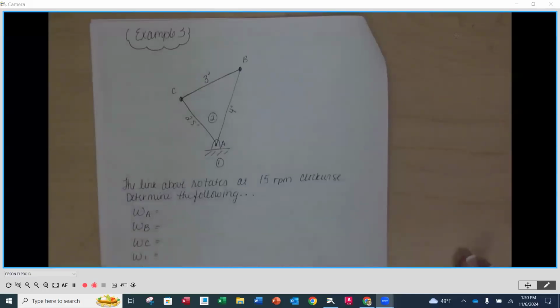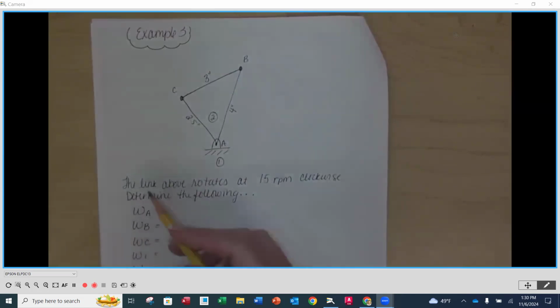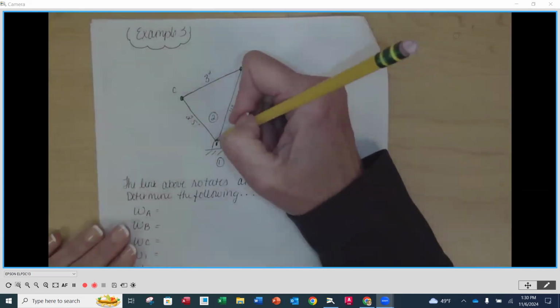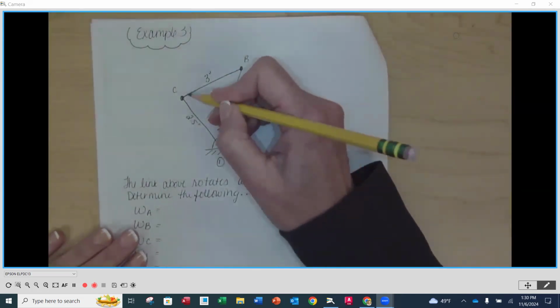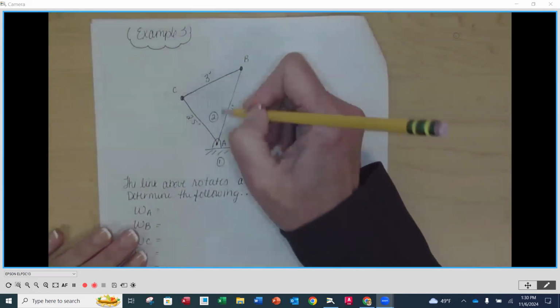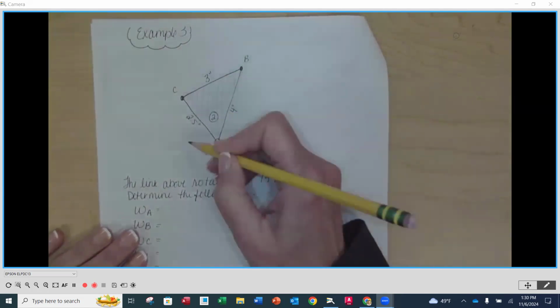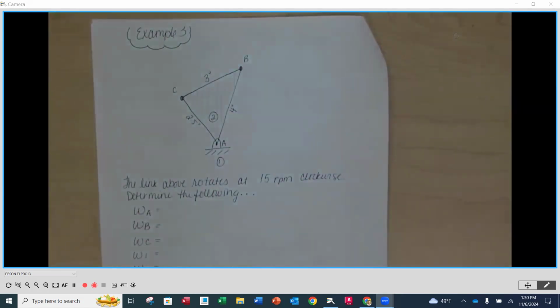Okay, so example number 3. It says here we have the link above rotates at 15 RPMs clockwise. Now before we start looking down below, this is a single link. So this is a solid piece that is rotating.